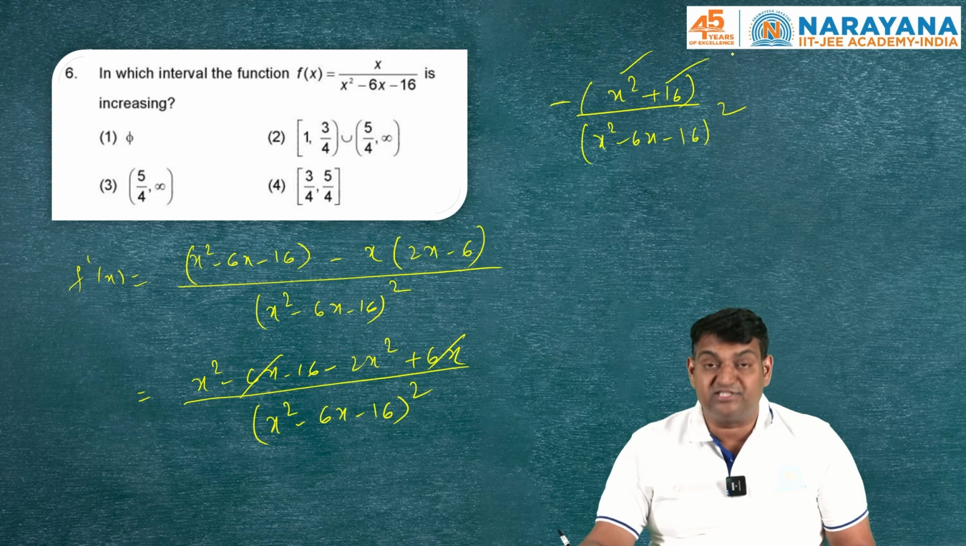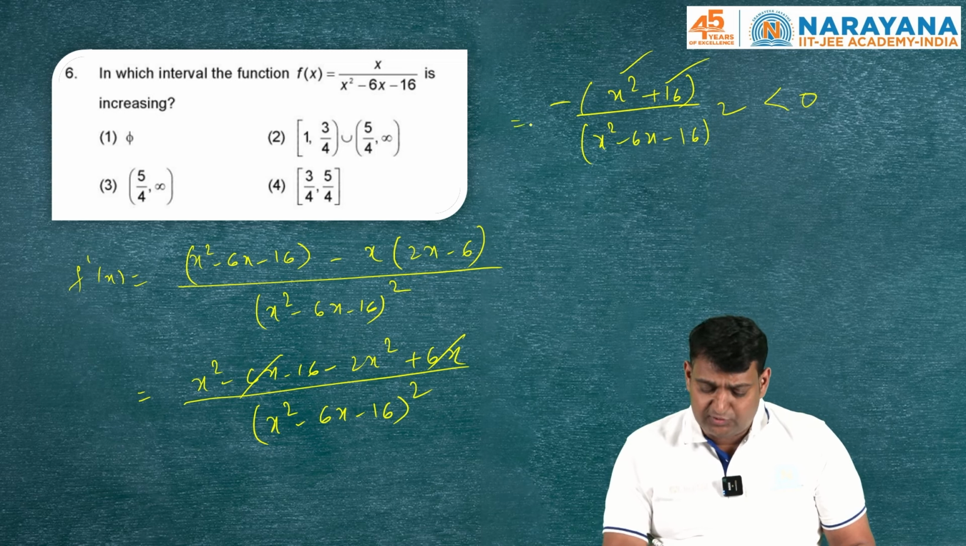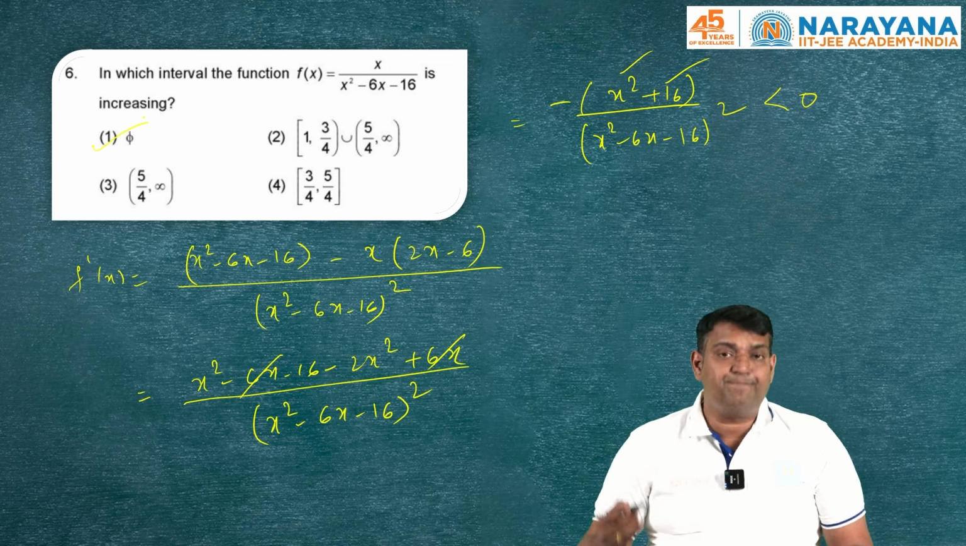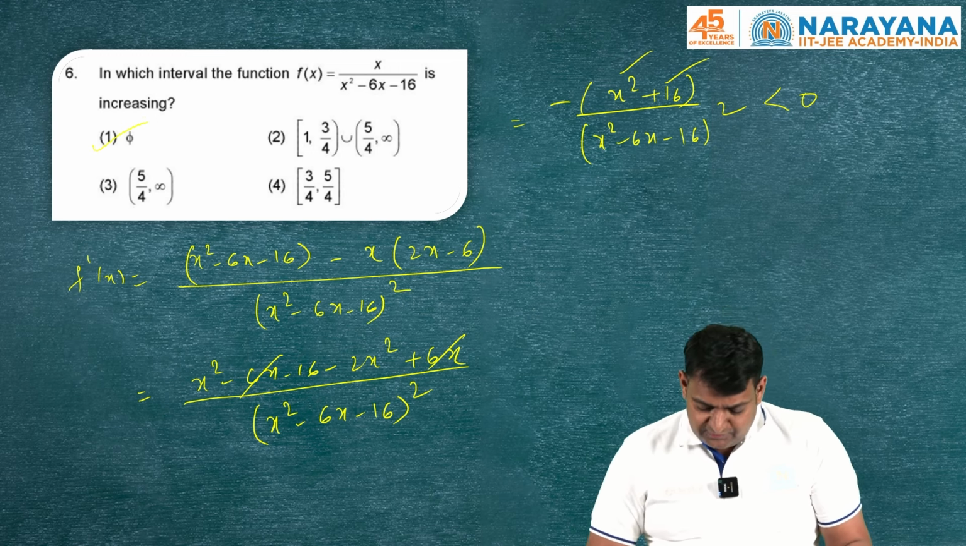See that in the numerator, a perfect square plus 16 is a positive quantity. The denominator cannot be 0, so the square is again positive, and negative of positive is always negative. The derivative is always negative. So is it possible for the function to be increasing? No. So the answer should be the null set. Again, a very, very simple problem.